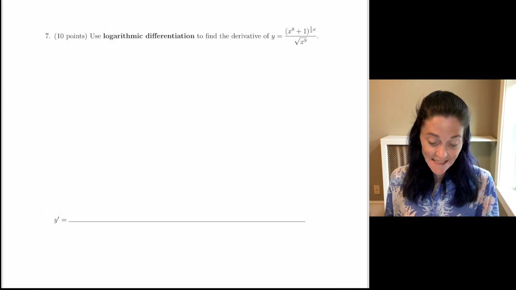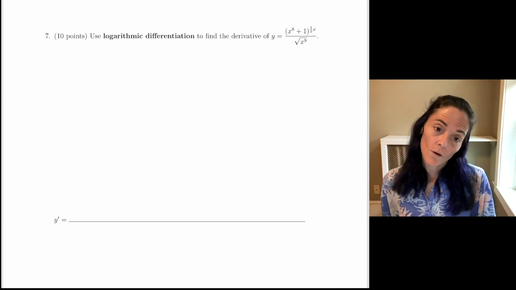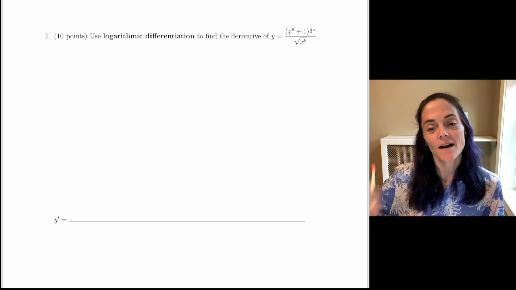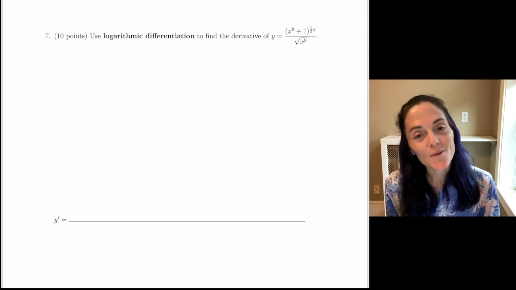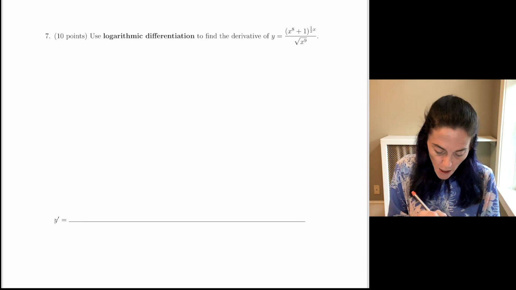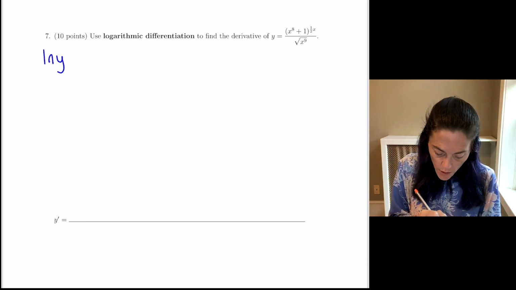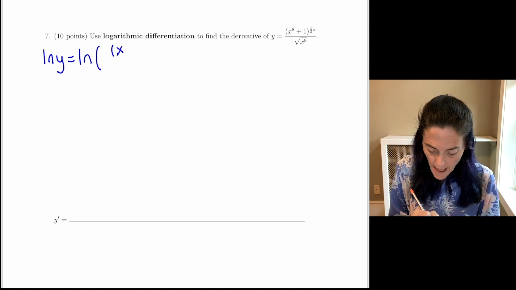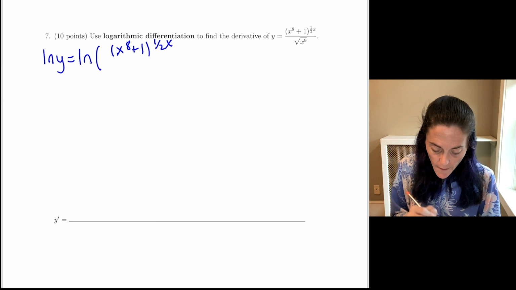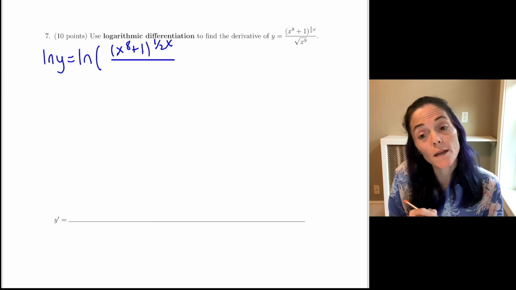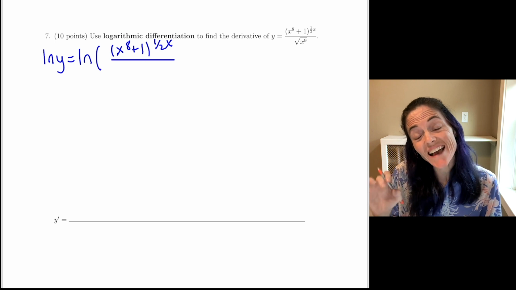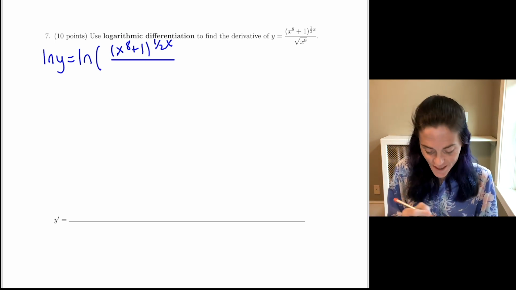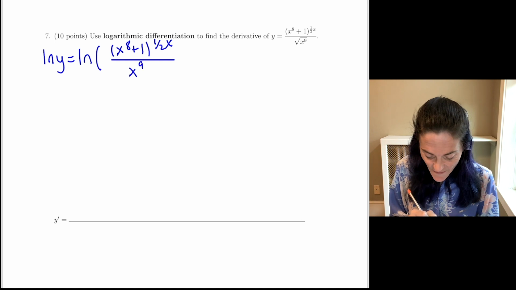Last question, and this is logarithmic differentiation. Okay, use logarithmic differentiation to find the derivative of this function. And how do we go about this with logarithmic differentiation? Well, first, we take the natural log of both sides. So ln of y will be ln of, we have x to the 8 plus 1 to the 1/2 x power, and then divided by this, I'll go ahead and write this as a power. The square root of x to the 9th power is x to the 9 over 2. So we have x to the 9 divided by 2.